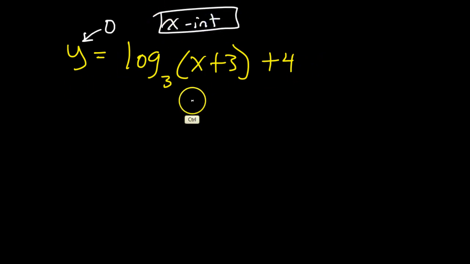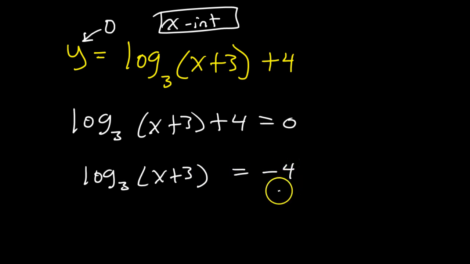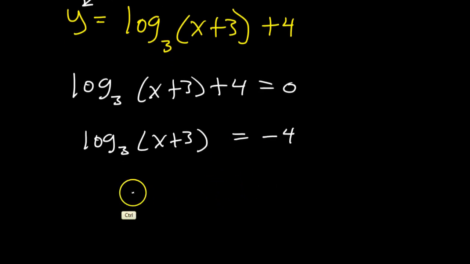So basically, I'm setting this entire function equal to 0. So at that point, I have log base 3 of x plus 3 plus 4 equals 0. If I solve this, then I will have found the x-intercept. So I'm going to subtract 4 from both sides. So that's going to give me log base 3 of x plus 3 is equal to negative 4. So now I have to change the form. So if I bring down the base, there's my base 3. The negative 4 is going to come over here. The x plus 3 is going to go over there.